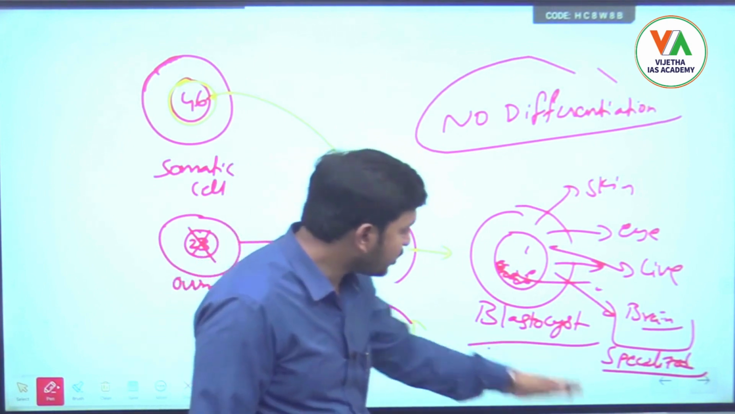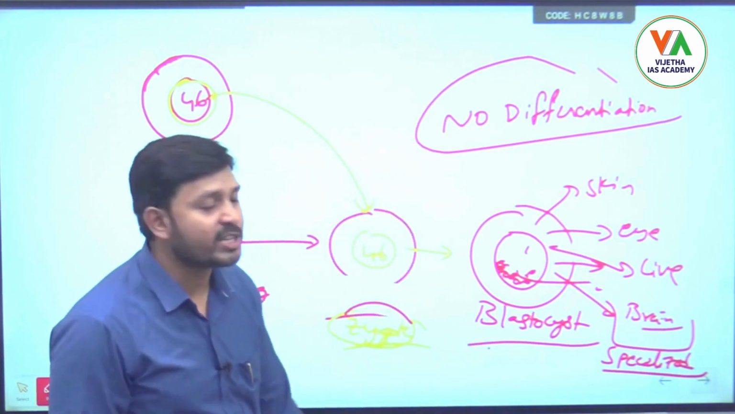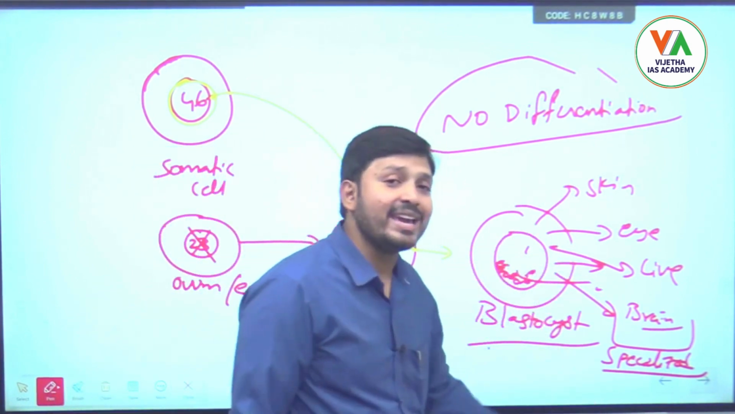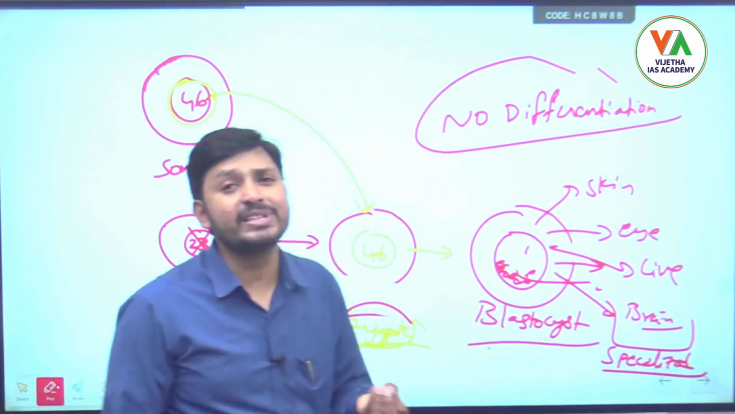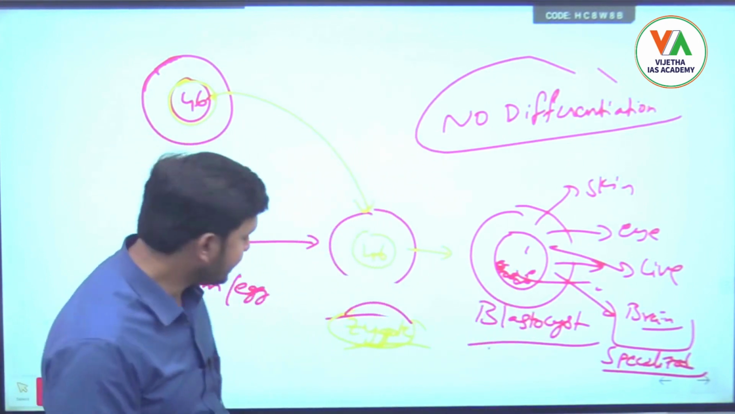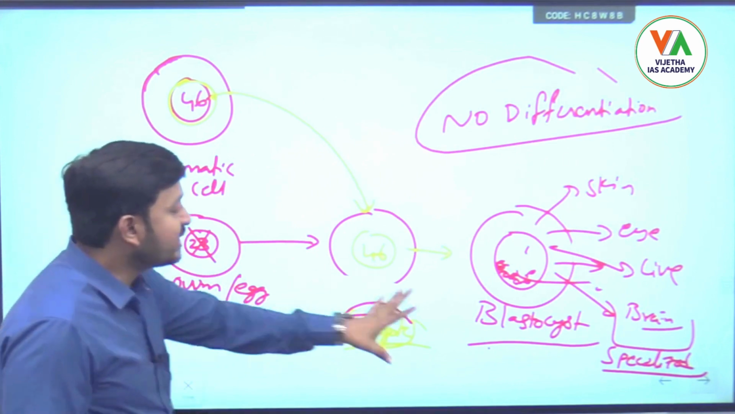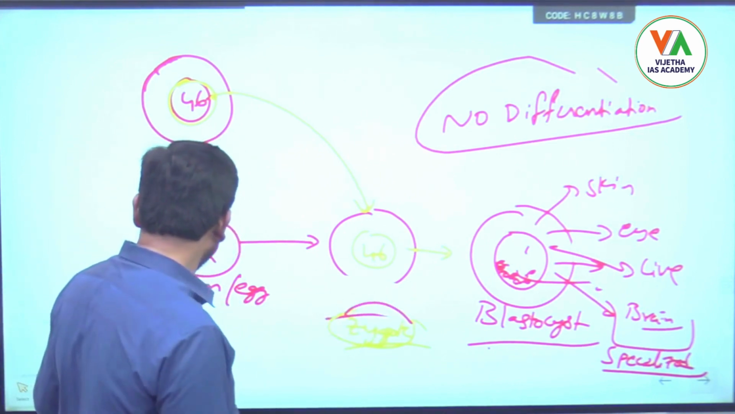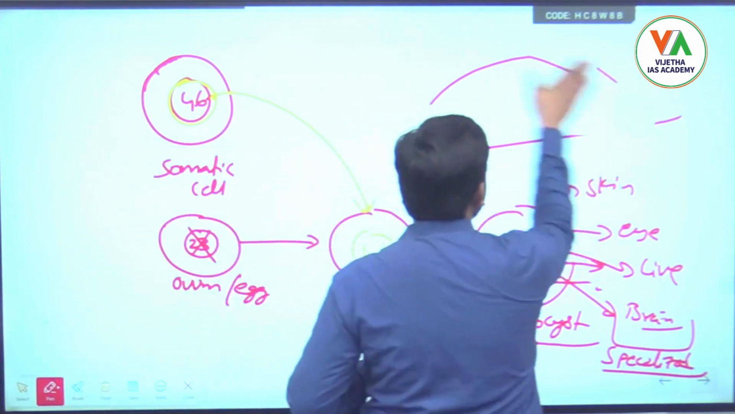So this blastocyst is very important for us, because the inner layers of the blastocyst, whatever cells are present, these are called stem cells. Is it clear? So once this blastocyst is formed, remember, see, I am erasing this one.